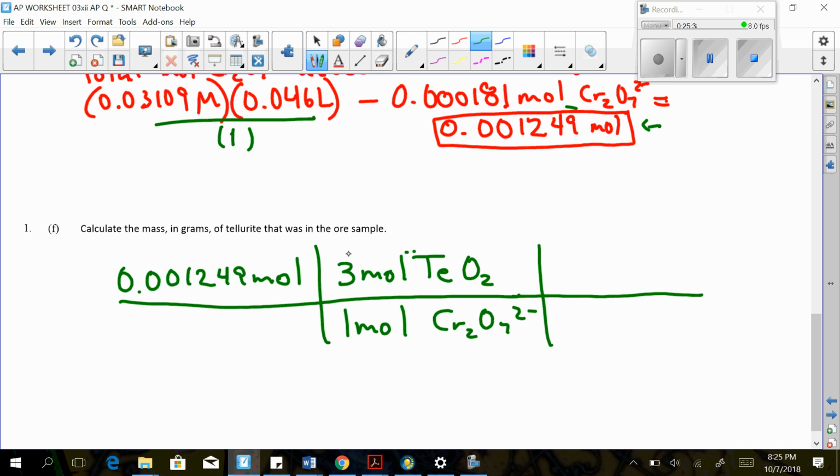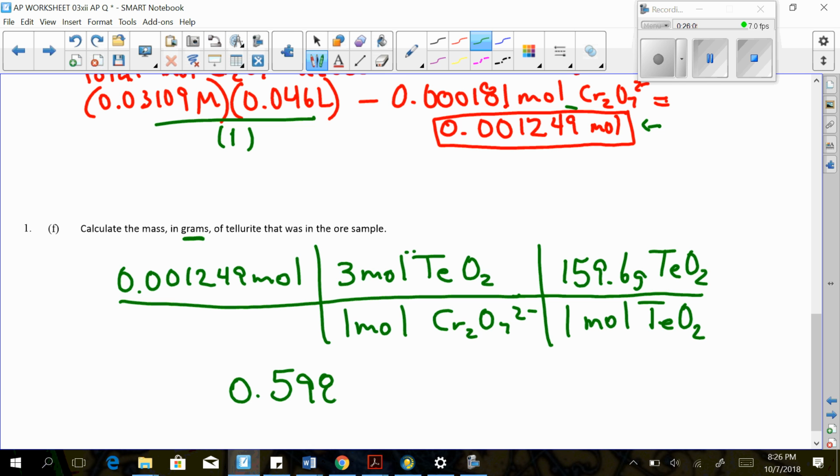If we know the number of moles, then we can easily get to grams. We're not quite there yet. All we have to do is find the molar mass. And so for every 1 mole of tellurite, there are 159.6 grams, and that tells us in that ore sample we had 0.598 grams.